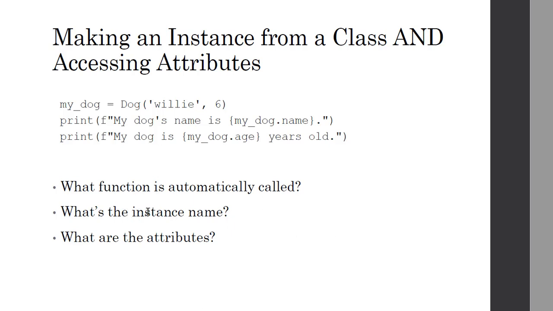What's the instance name? Okay, well, the instance name in our example here is my underscore dog. And what are the attributes? The attributes are name and age. Okay, so you don't want to include the instance name when I ask you a question like what are the attributes. In this case it's name and age.